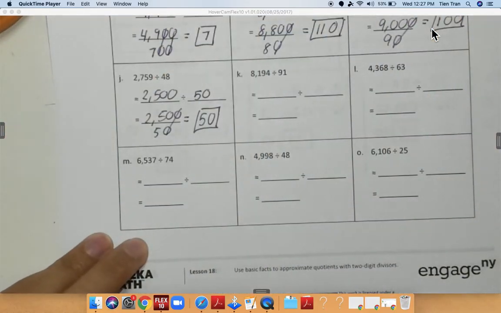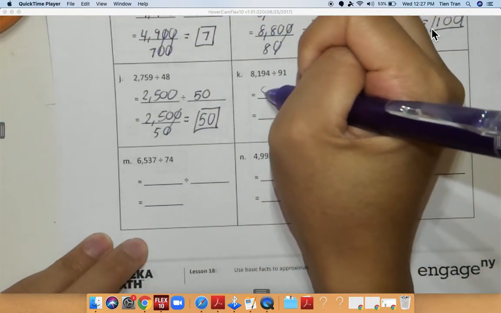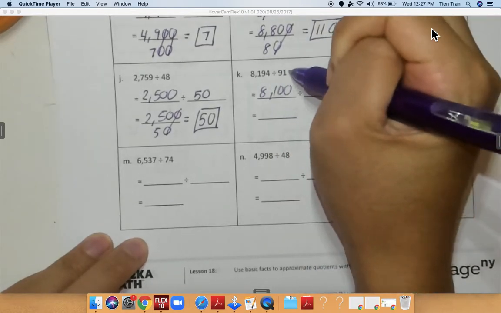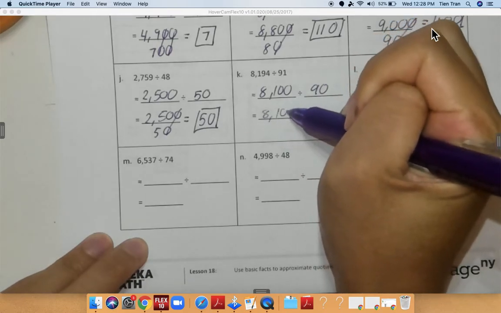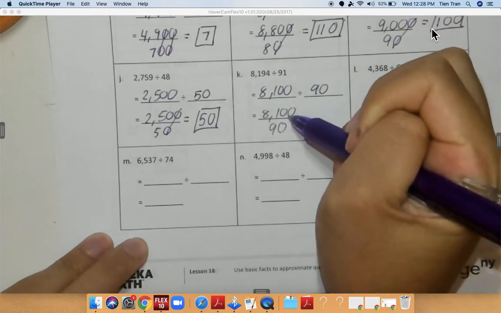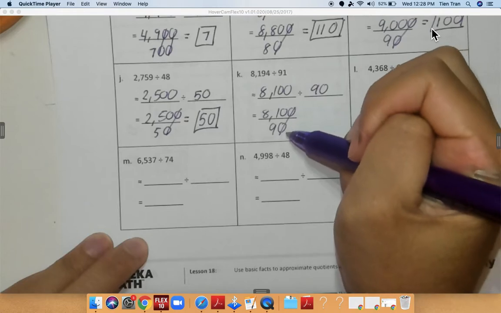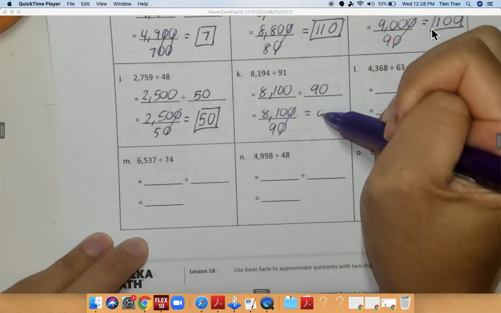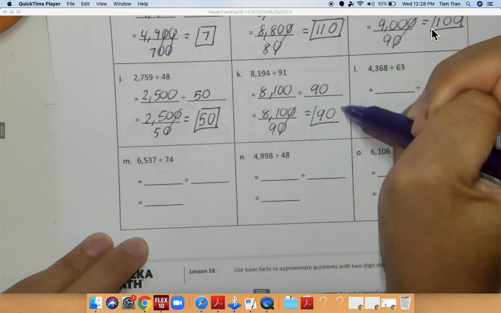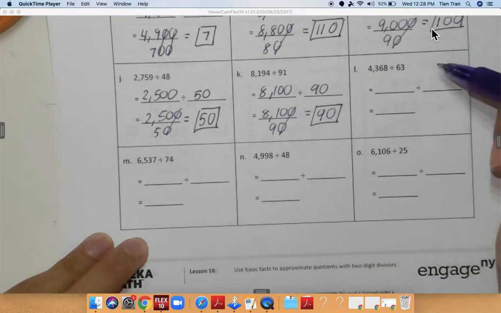Next, I have 8,100. So I'm writing down 8,100, changing 91 to 90, and I have 8,100 divided by 90. Cross off my zeros because 0 divided by 0 is equal to 0. 810 or 81 divided by 9 is equal to 9. Add my 0 at the end, and my answer is equal to 90. Over here, I have 4,368 divided by 63.